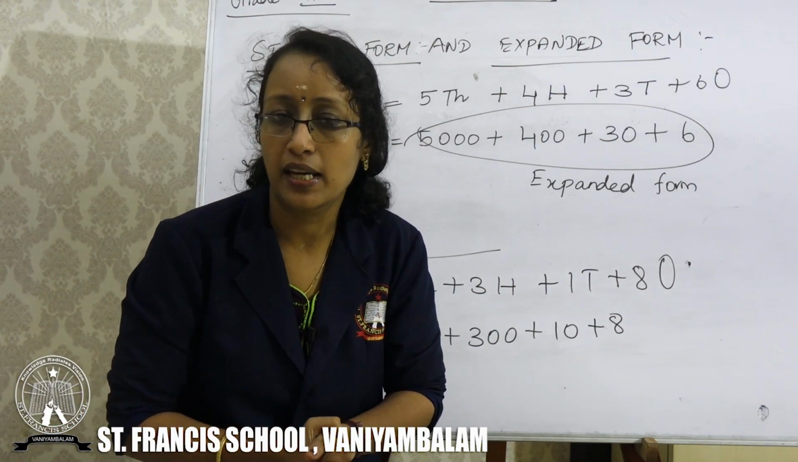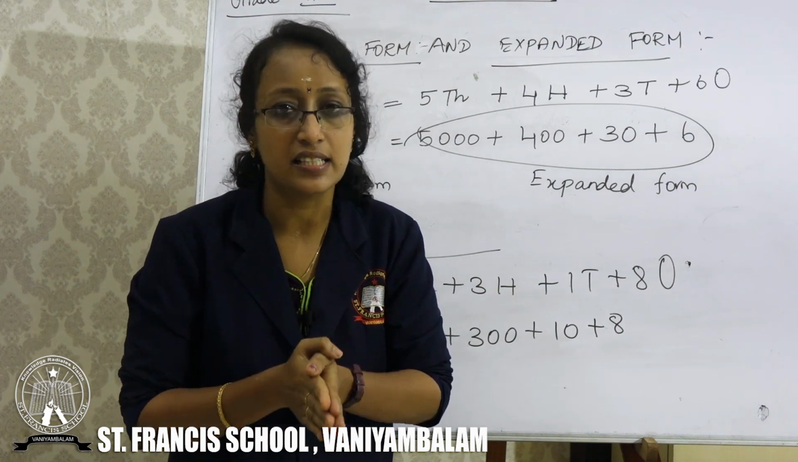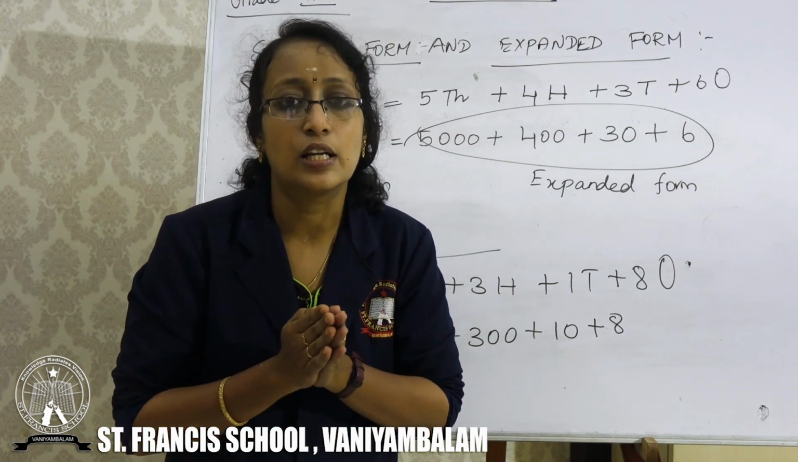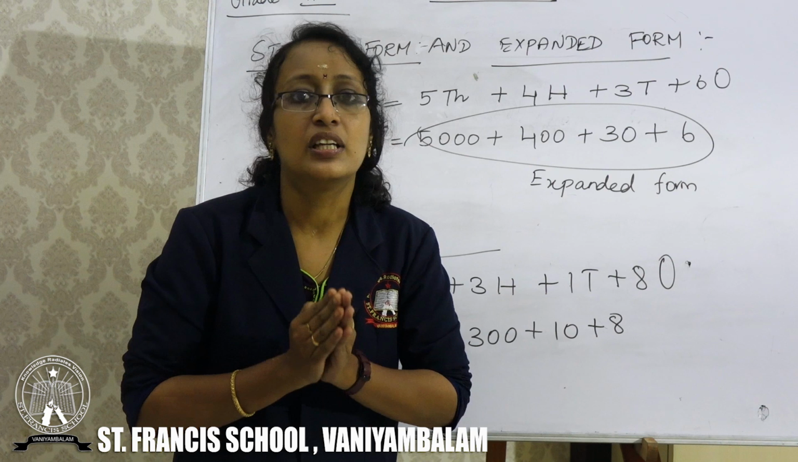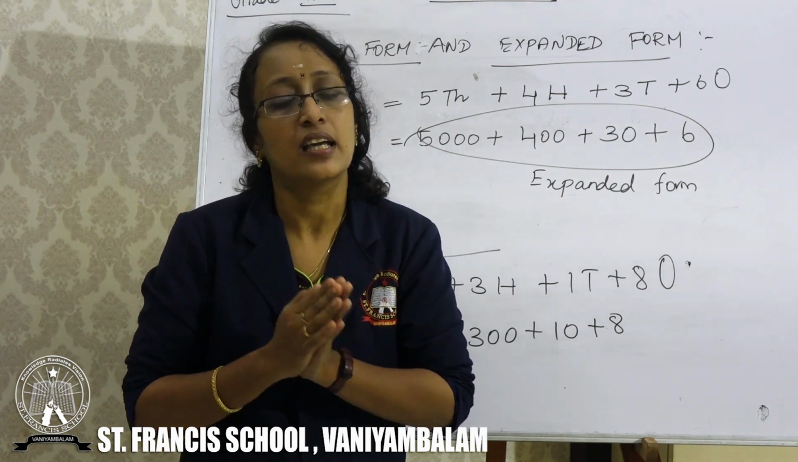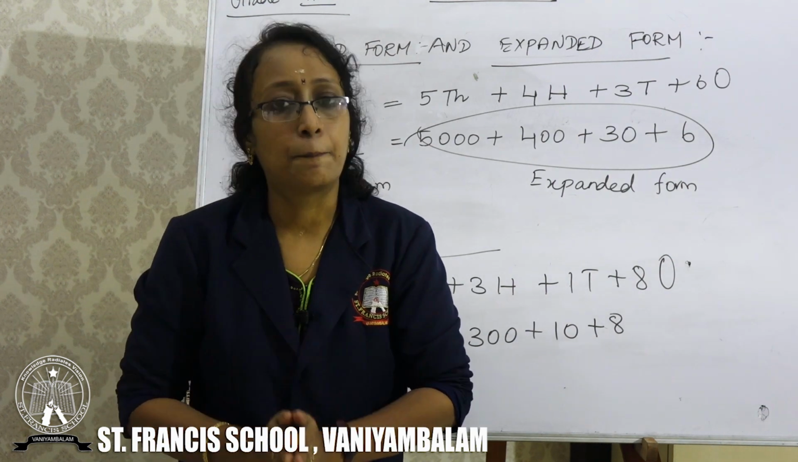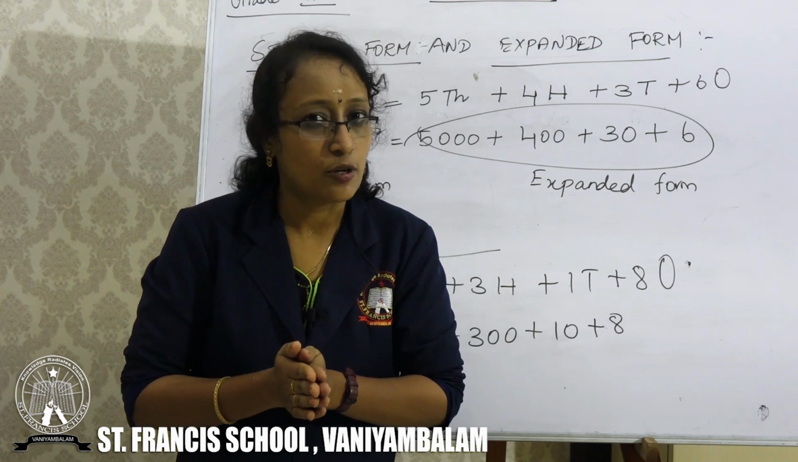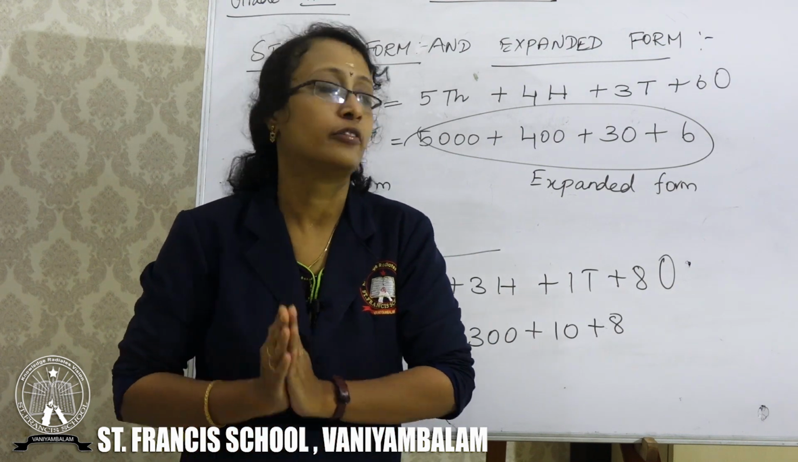Face value means the value of the digit, and the place value means the value of the digit multiplied by the value of the place. The face value means the number itself.